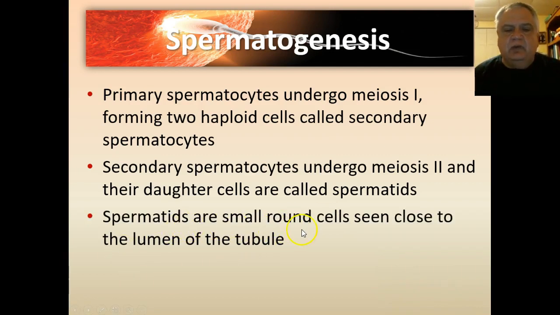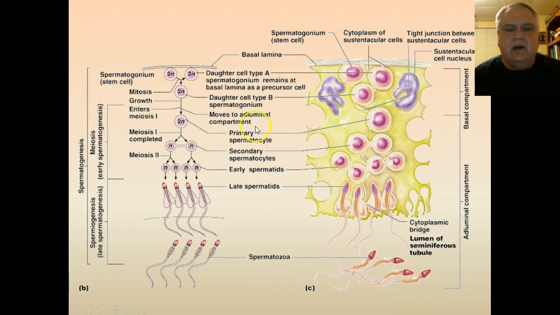The spermatids will be small and round, and they'll be seen close now to the lumen of the tubule. So let's go back to our diagram. What's going to happen now is we have this 2n cell, which will now enter into meiosis 1. Once it enters into meiosis 1, it's no longer referred to as the daughter cell type B. It's now referred to as a primary spermatocyte. So here in our other diagram is a primary spermatocyte.